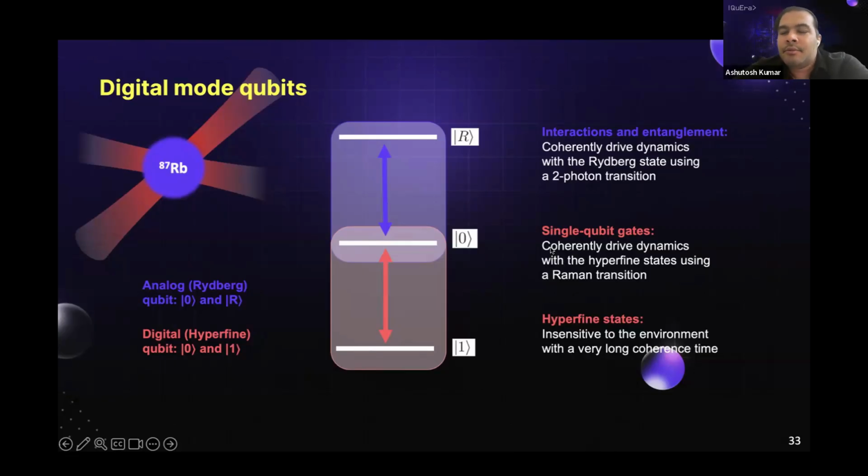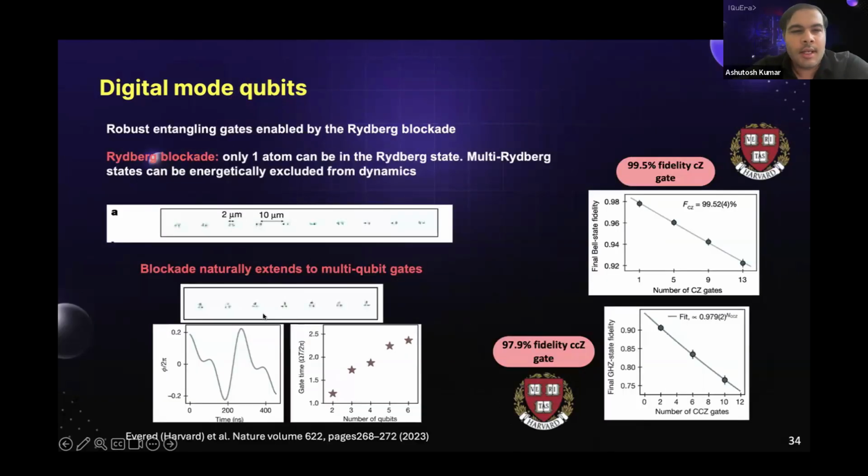For implementing single qubit gates, you can coherently drive dynamics with hyperfine states using Raman transitions. Since these hyperfine states are in the ground state manifold, they're insensitive to the environment, and they're not excited, so the coherence time is increased. It's on the order of seconds, or even minutes, which is quite good.